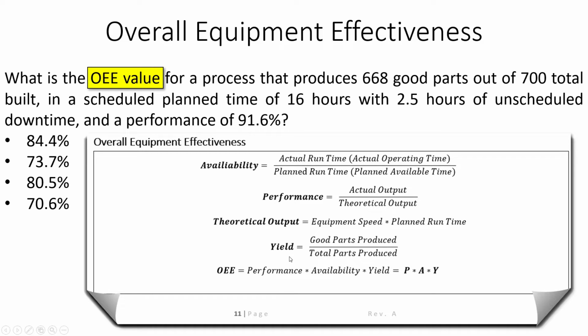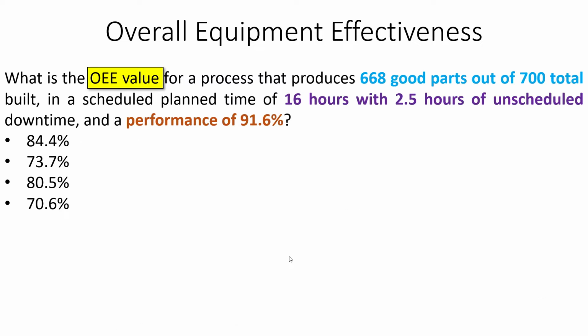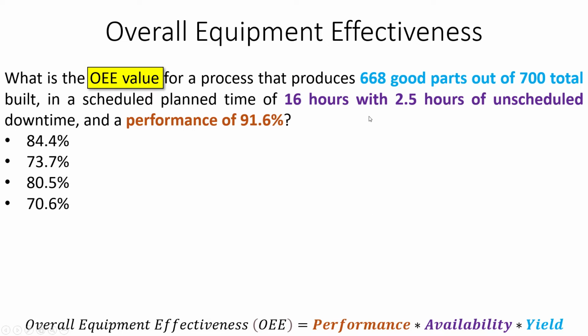Now, the other thing I like to help people do is, as you read a problem statement, it's important to again focus in on keywords. So what I've done is I've taken that problem statement and adjusted it to highlight keywords in specific colors to help you relate that back to the equation that you need to use. So at the bottom here, remember, OEE, or overall equipment effectiveness, is a combination of 3 factors: performance, times availability, times yield. So to solve this problem, we're going to have to calculate availability and yield.